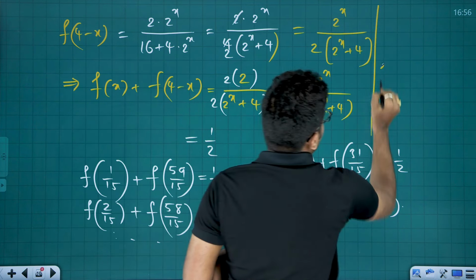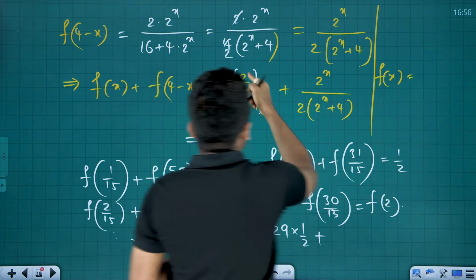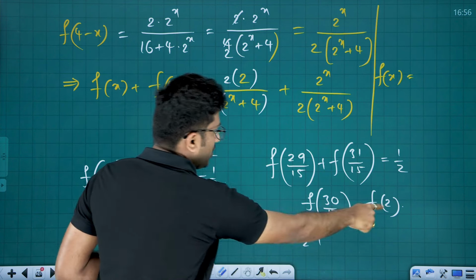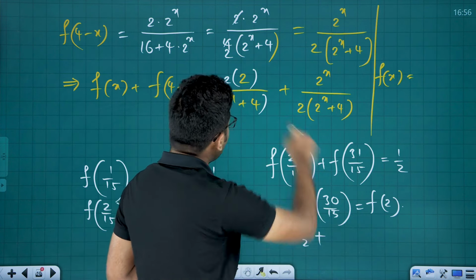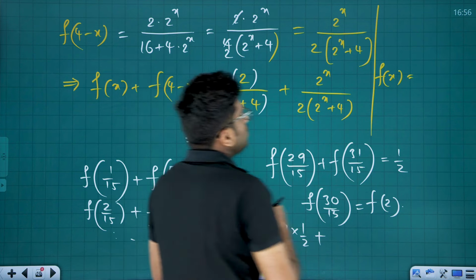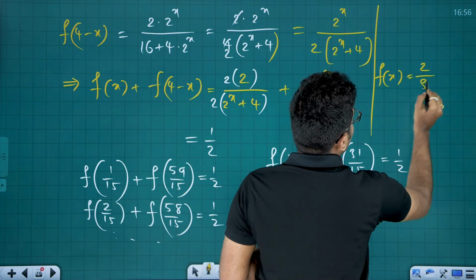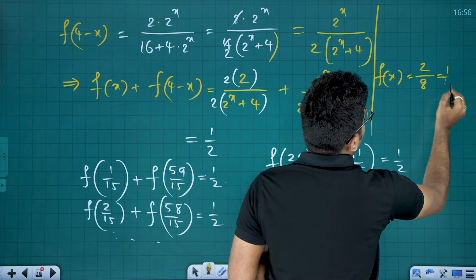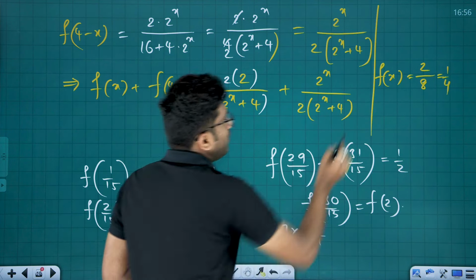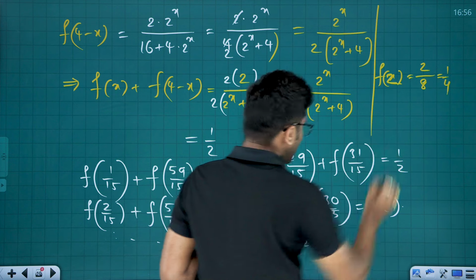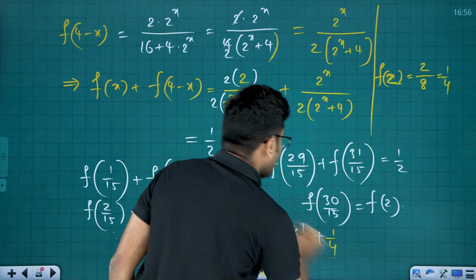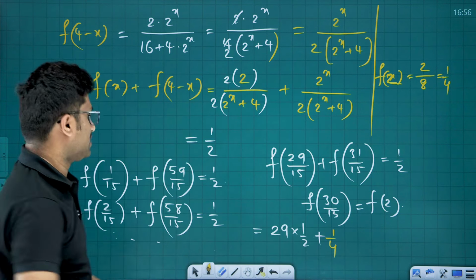Now f of x is equal to 2 by 2 power x plus 4, no? Put x equal to 2. 2 by 2 square is 4, so that is 2 by 4 plus 4, which is 8. 2 by 8 is equal to 1 by 4. F of 2 is 1 by 4. So this plus 1 by 4. That's it, so this is our result.